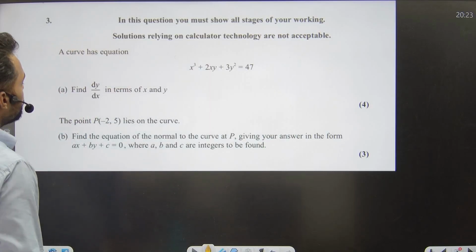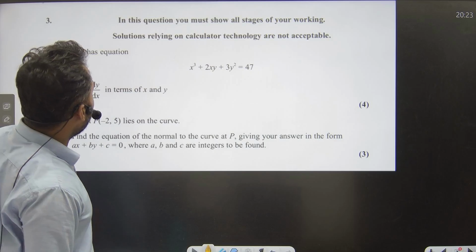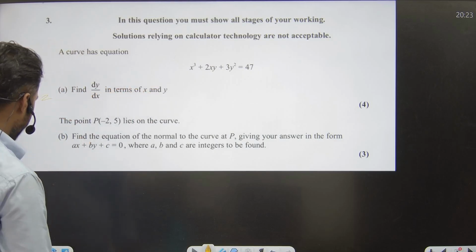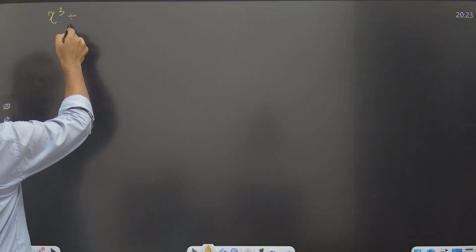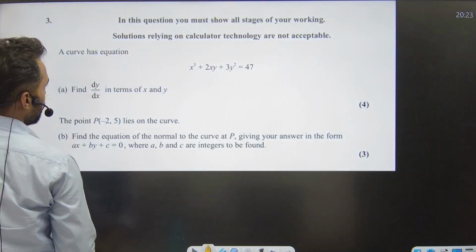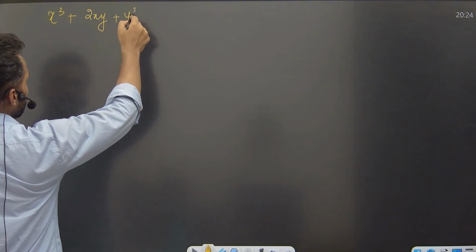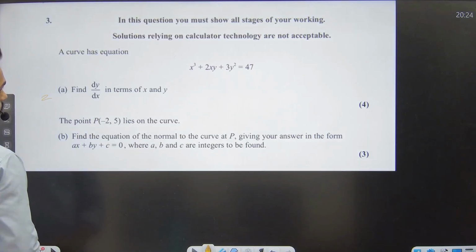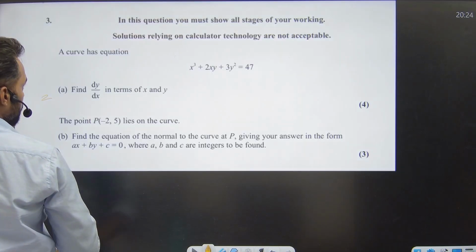They have given a certain curve equation, student. Find dy by dx in terms of x and y. First part is this. Let's solve it. Dy by dx in terms of x and y. I'll write the curve equation, that is x cube plus of 2xy plus of 3y square is equals to 47.